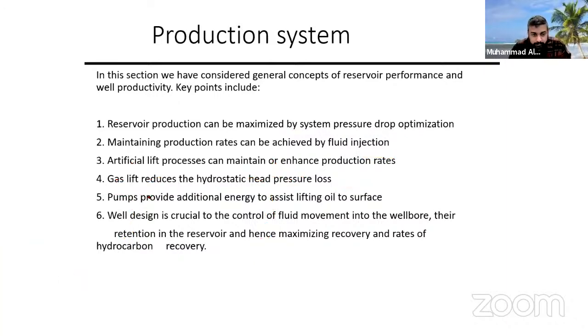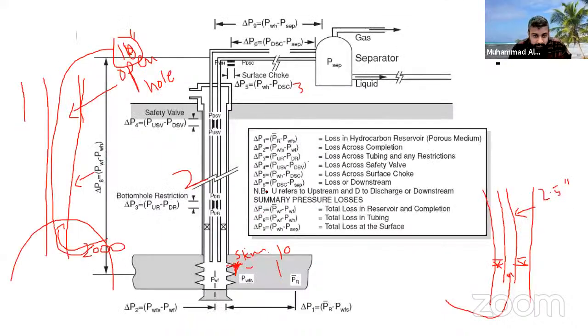Then we install the pumps to lift oil to the surface. We definitely look into the well design. As a production engineer, our main job is to look at our production system and how we can improve it. Maybe we can reduce the size of this tubing, or maybe we can increase it. Maybe the separator has the capacity to produce more, or maybe the separator has no capacity to manage that much production.